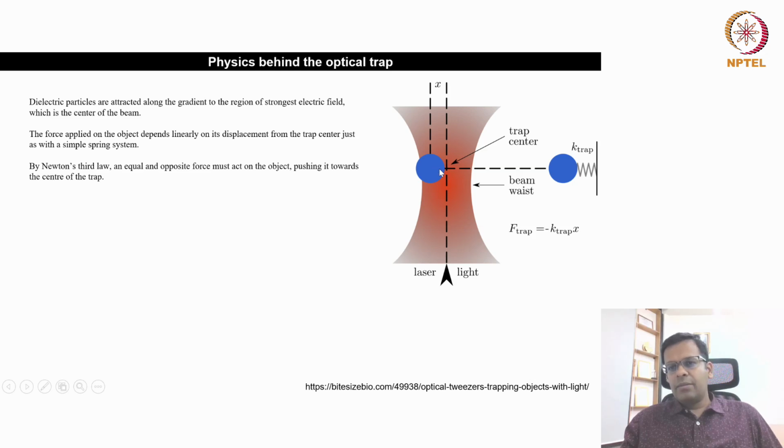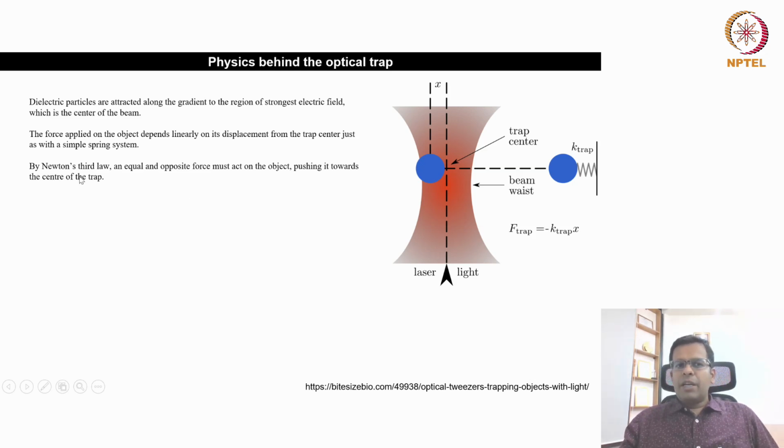So let's say ideally this bead can be placed here at the center of the beam, and then there won't be any forces exerted on the bead because it is at the strongest electric field. But if you try to move this bead away from the center of the beam, then a force will be applied on the bead to pull it towards the center.